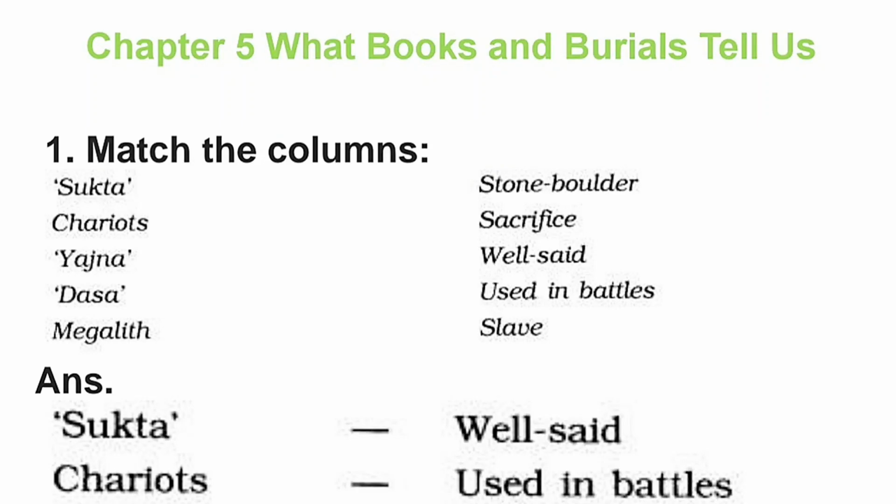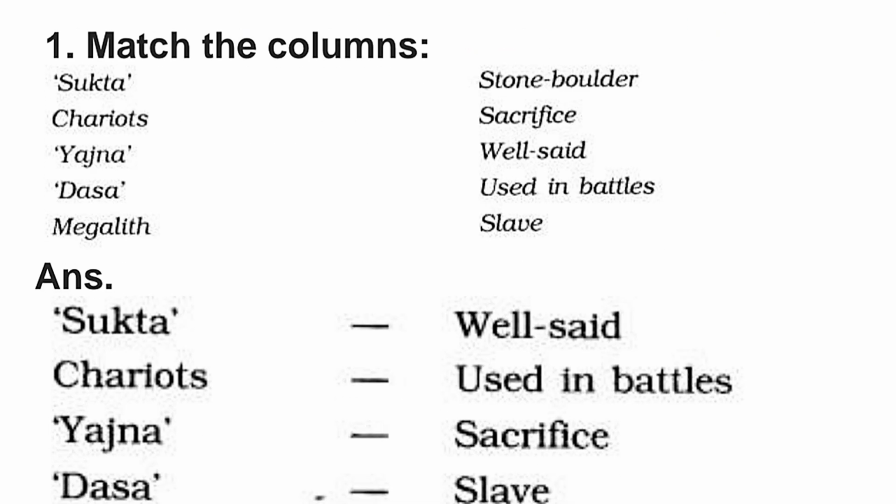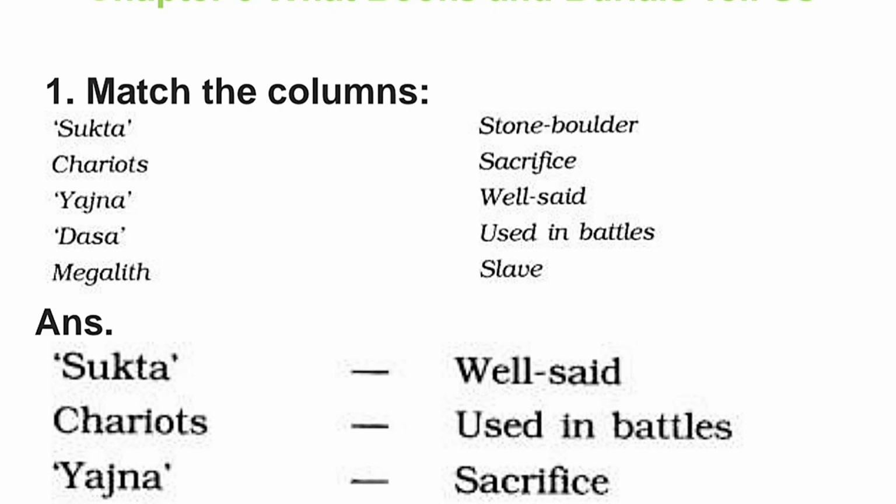Hello friends, in this video I am talking about NCERT class 6 history chapter number 5 question answer. Chapter name is What Books and Burials Tell Us. So let's get started and see. First is match the columns. Okay, let's see the answer.